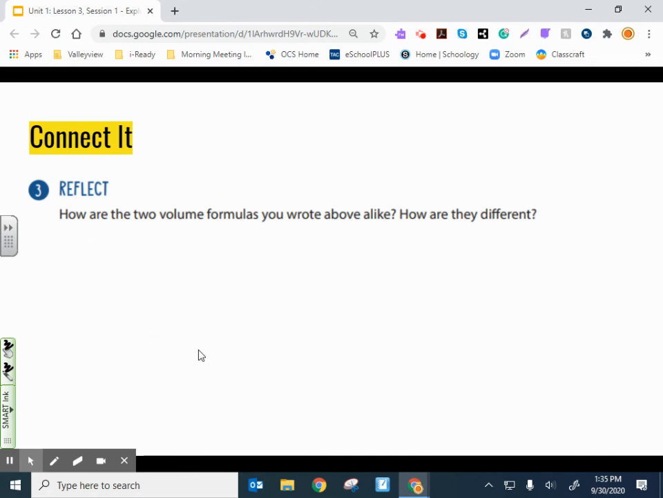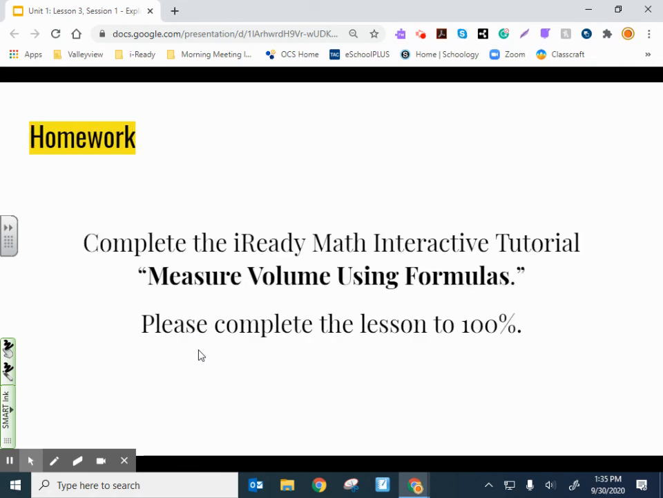Okay, your homework is going to be an interactive tutorial in iReady Math. I'll put the link in Schoology for you, so click on that. It'll go through like an animated video that has you work through trying to find the volume. It's not unlike the other one the other day where you counted cubes. This time you're going to use formulas.